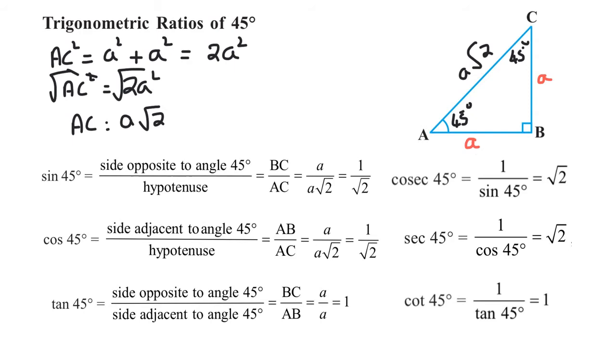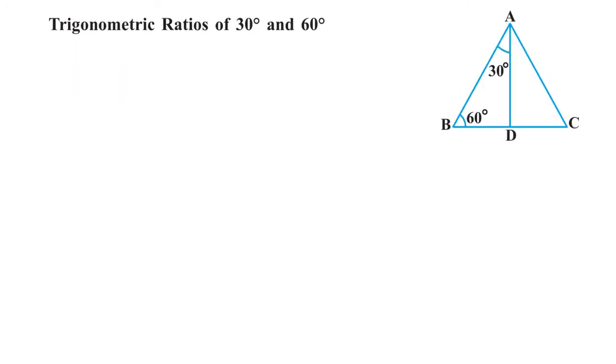Now let us move on to other specific angles. Let's figure out what are the trigonometric ratios of 30 degrees and 60 degrees. Let us consider an equilateral triangle ABC. What is an equilateral triangle? An equilateral triangle is a triangle in which all the sides are equal to each other. What will be the angles of an equilateral triangle? Each will be 60 degrees. So angle B will be 60, C will be 60 and angle A, that's going to be 60 degrees.